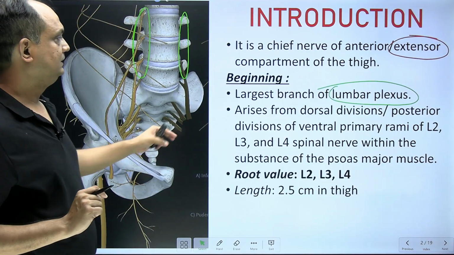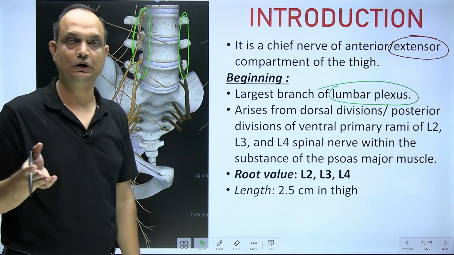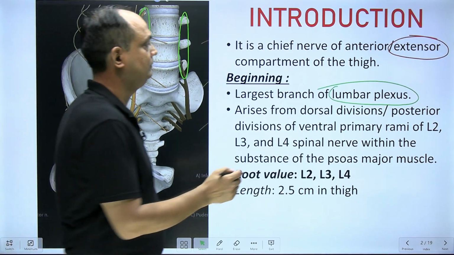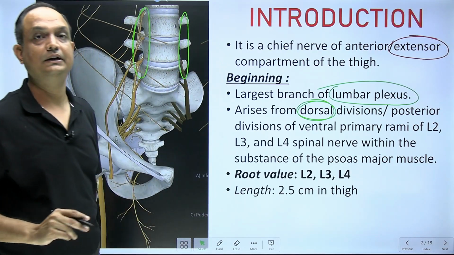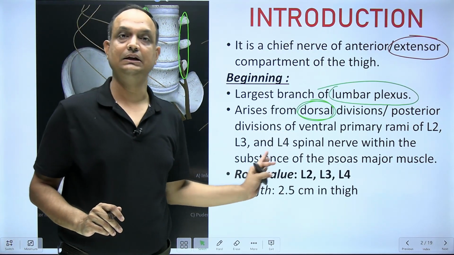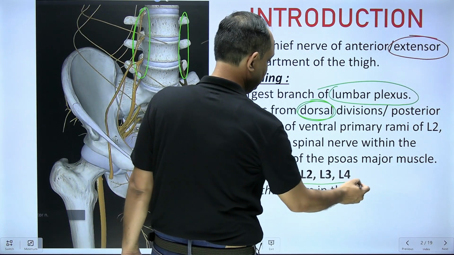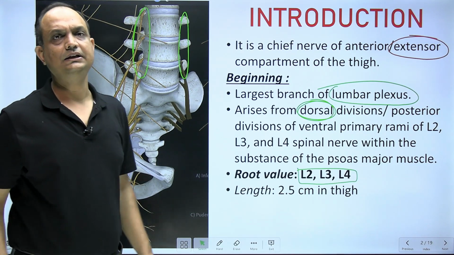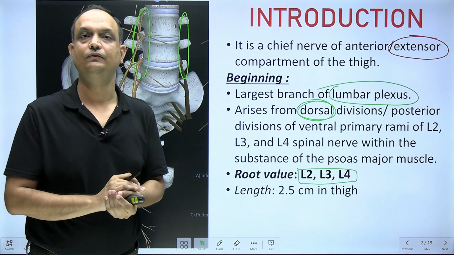So my dear students, the largest branch of the lumbar plexus is known as femoral nerve, and it arises from the posterior divisions, or you can say the dorsal divisions of the ventral primary rami of L2, L3, L4. Clear? So what is root value? L2, L3, L4.